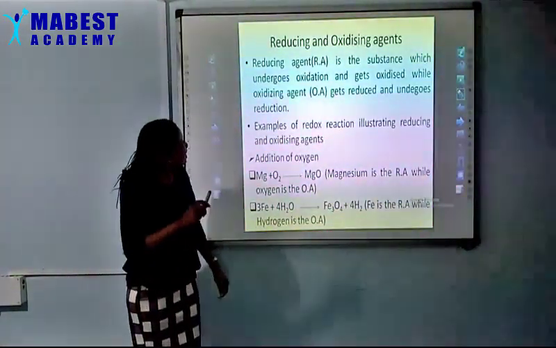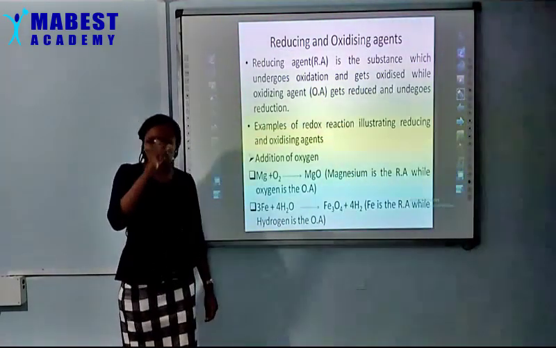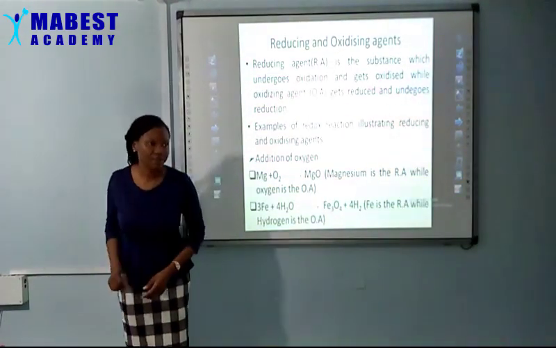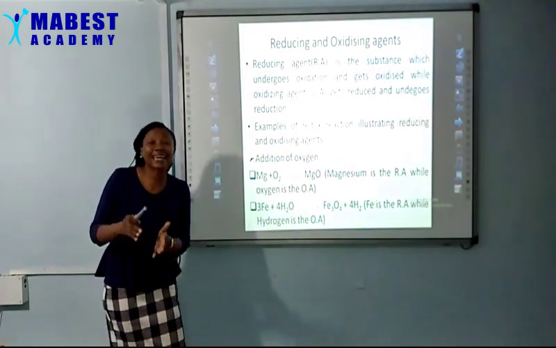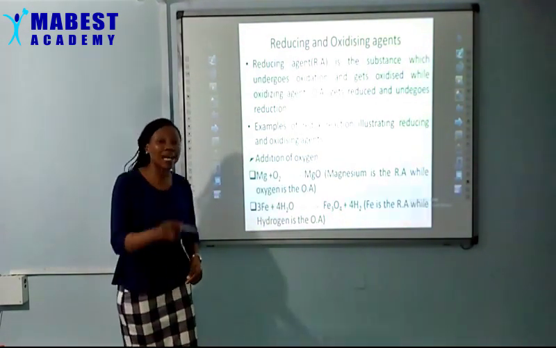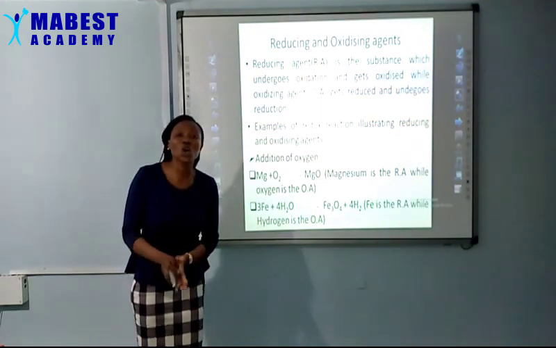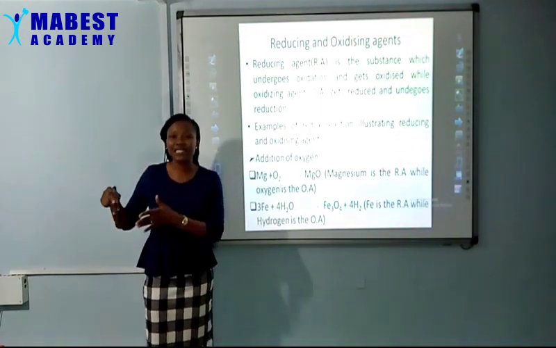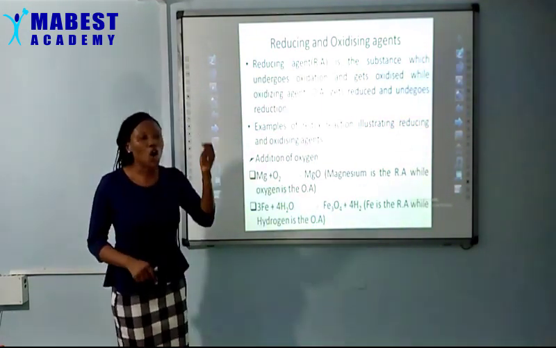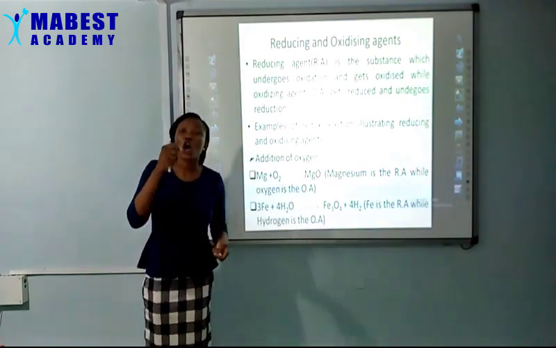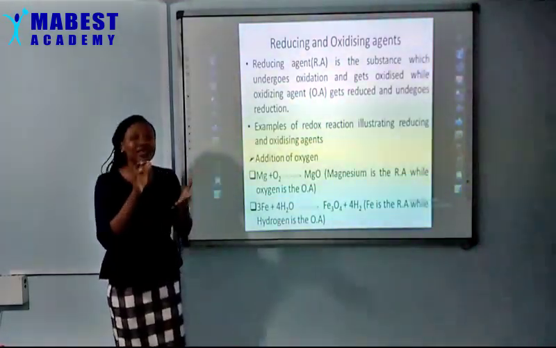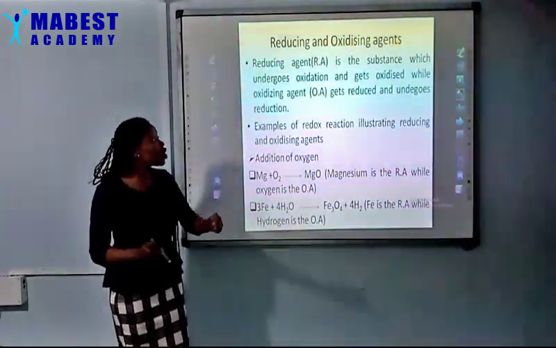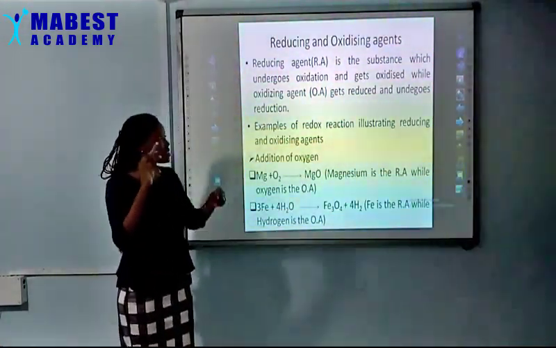Reducing agents. This is a substance which undergoes oxidation and it gets oxidized. Do not forget, a reducing agent undergoes oxidation and gets oxidized, while an oxidizing agent undergoes reduction and gets reduced. Did you get that? An oxidizing agent undergoes reduction and gets reduced, while a reducing agent is the substance which undergoes oxidation and gets oxidized.